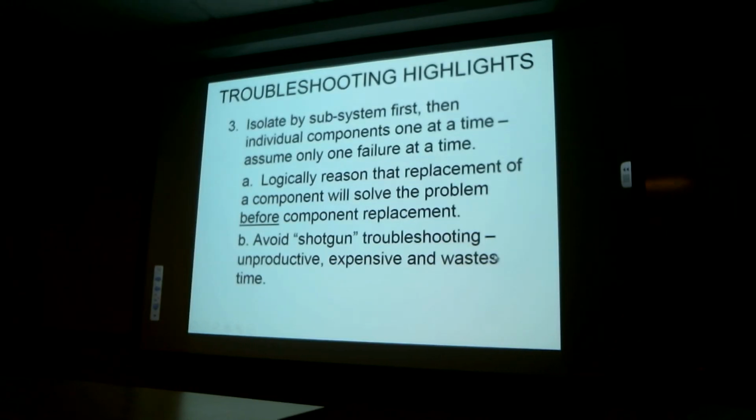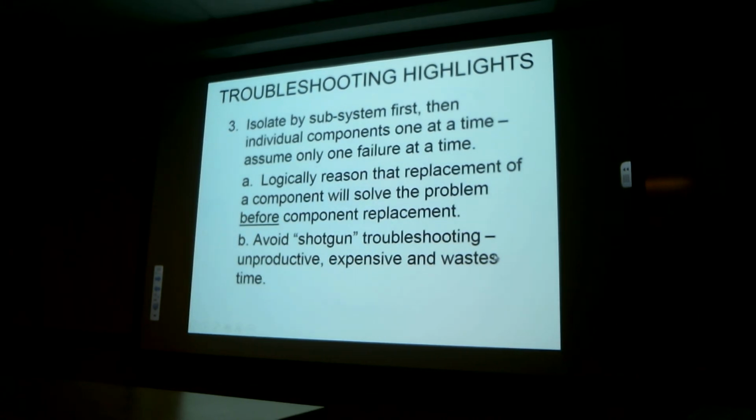Isolate the subsystem first and individual components one at a time. Assume only one failure at a time. So again, in that troubleshooting list of things that you're supposed to look at, we don't assume all mechanical, or all electric, mechanical, and hydraulic at the same time. You're going to have to do further isolation to be able to figure out what's wrong.